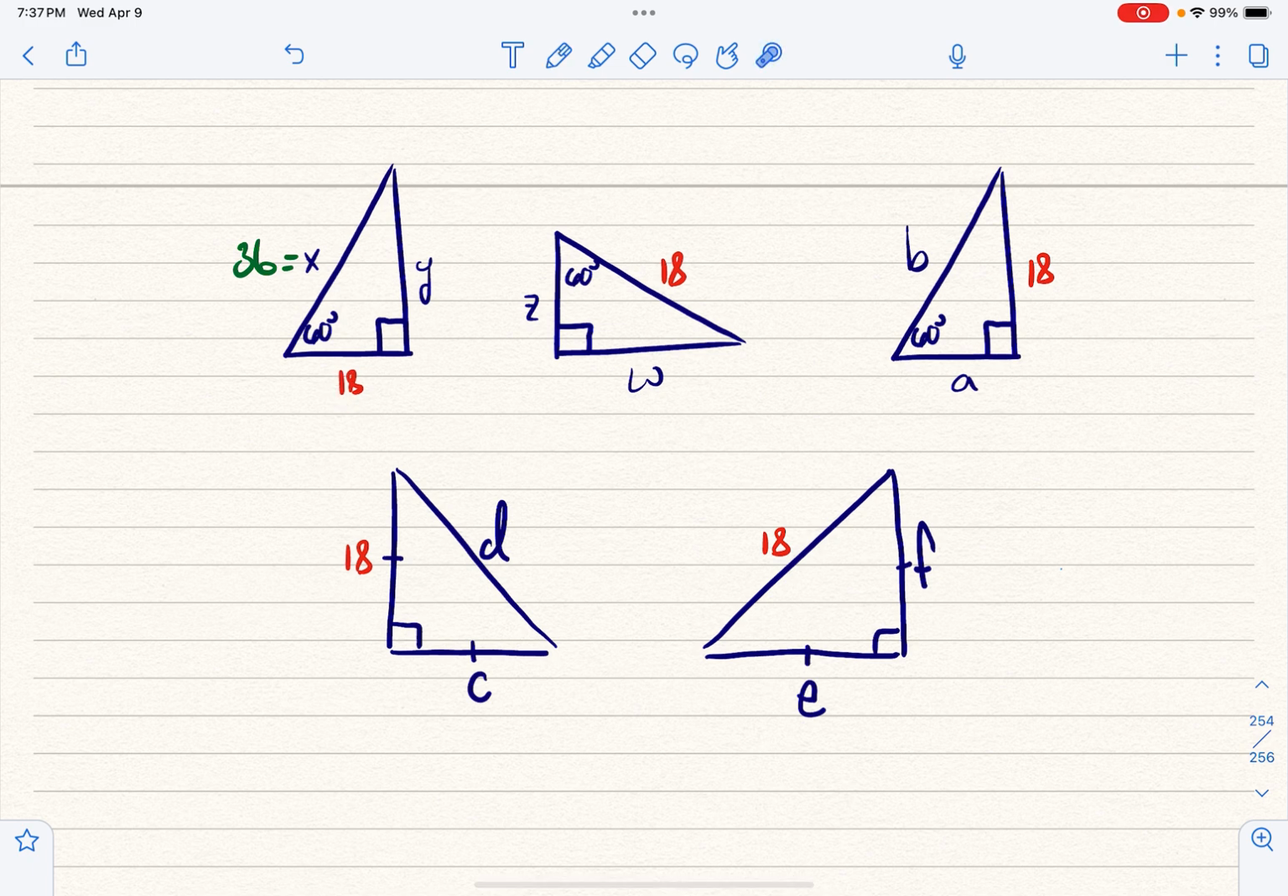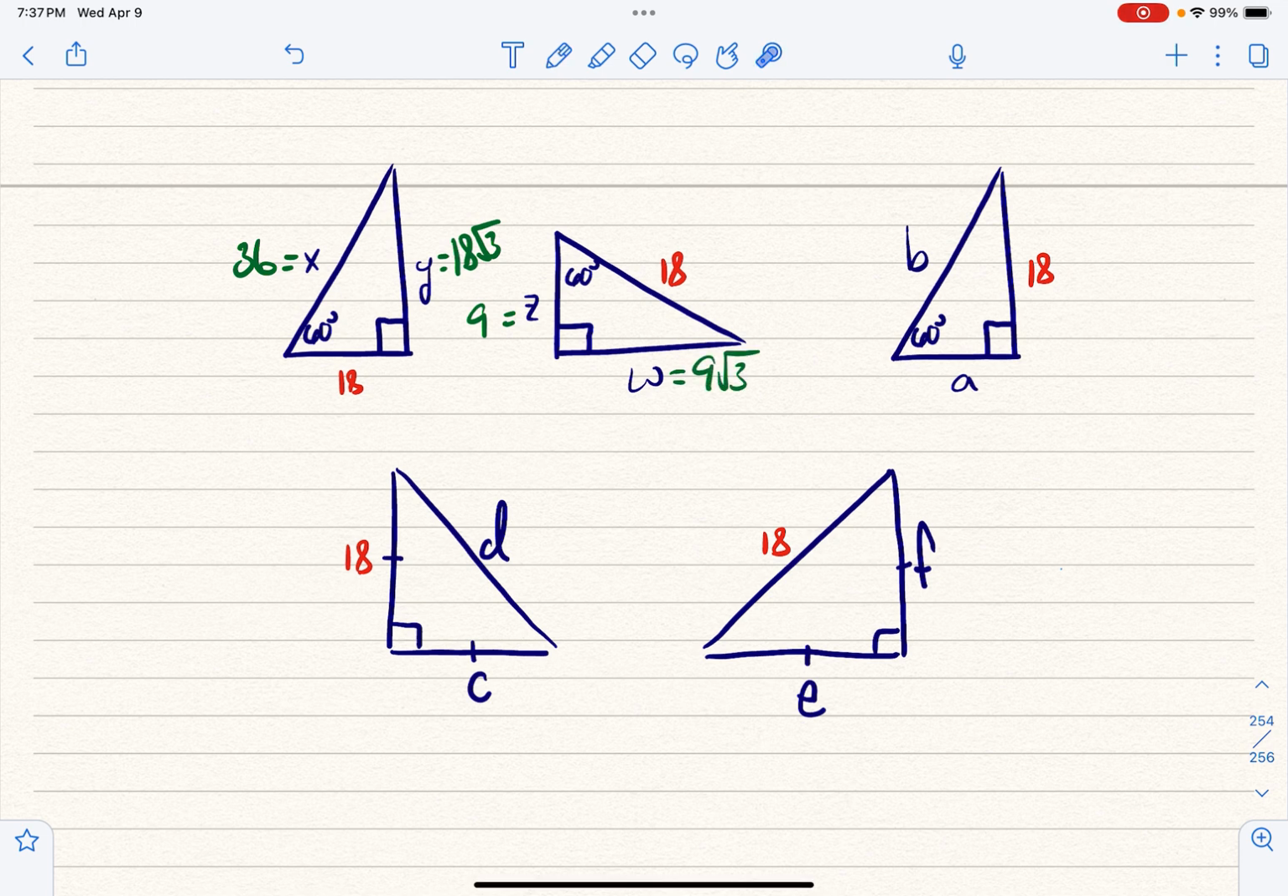This is 18. The longer leg is that short side times the square root of 3. So this is 18 times the square root of 3. Okay? Now we have the hypotenuse. We're going back to the short leg. We always just cut it in half. So Z is 9. Once we have the short leg, to go to the longer leg, we just multiply by square root of 3. So this is 9 times the square root of 3.